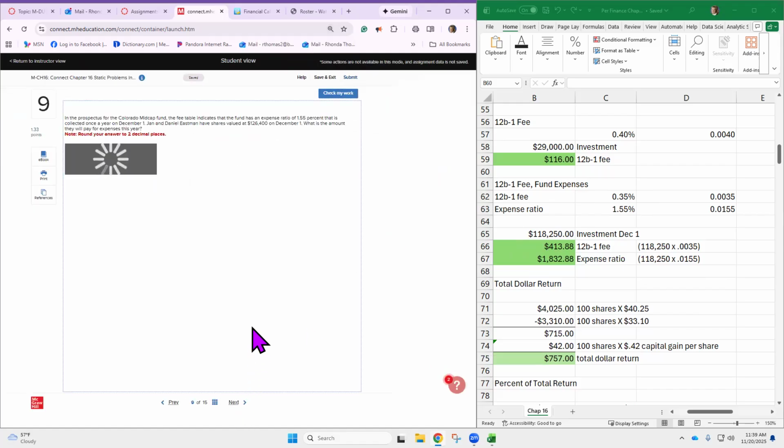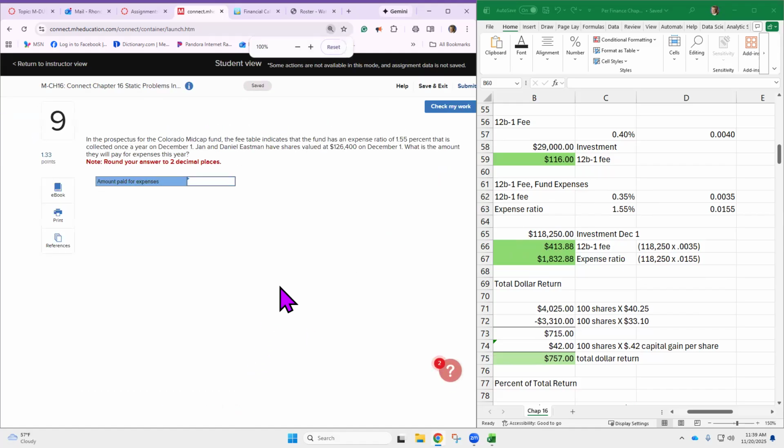Okay, number 9. So a prospectus. A prospectus is usually a great big thick book of all the things about a fund that you could ever want to read, and then some. Okay, so the prospectus for the Colorado Mid Cap Fund, the fee table indicates that the fund has an expense ratio of 1.55% that's collected once a year on December 1st.